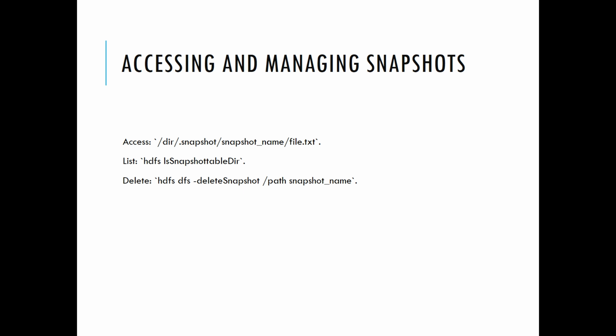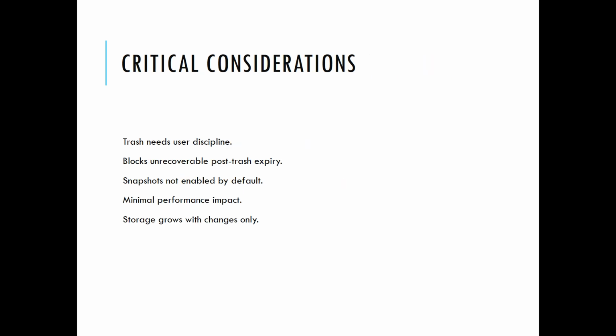ownership of a block. Several factors warrant attention when using HDFS data protection features. The trash mechanism relies on user discipline. Accidental deletions require manual restoration before the retention period expires. Once trash purges files, blocks become irrecoverable. Snapshots, while powerful, are disabled by default and must be explicitly enabled per directory. Performance impacts from snapshots are minimal due to COW efficiency, but storage consumption grows proportionally with data changes post-snapshot. Thus, monitoring snapshot storage and setting retention policies are essential to avoid unchecked growth.